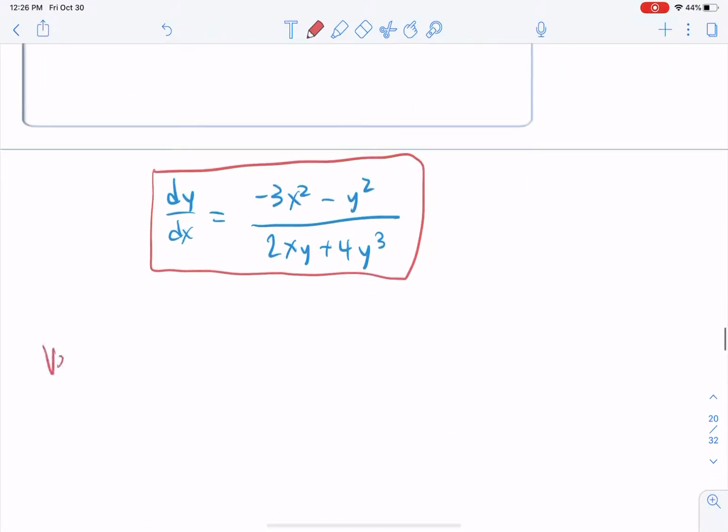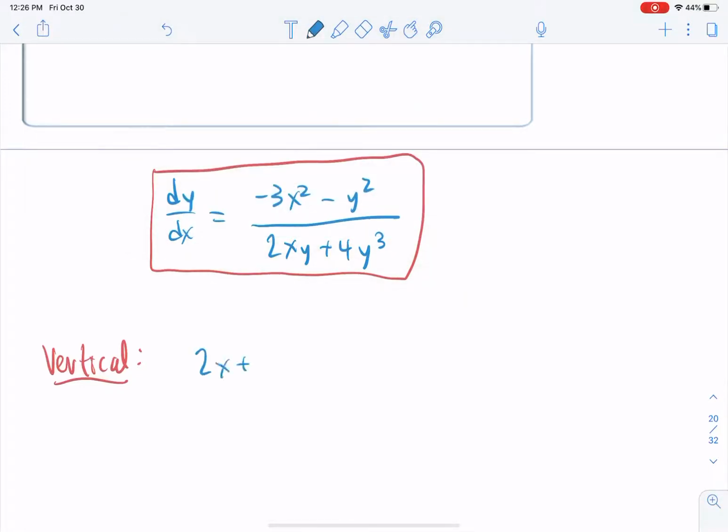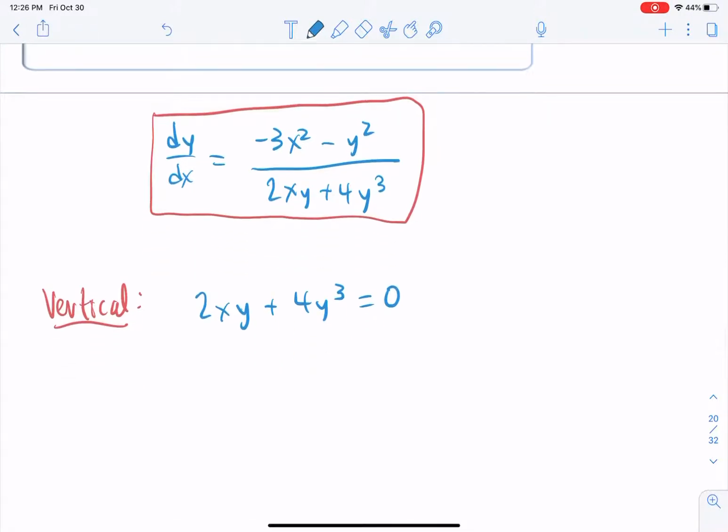Recap here. Vertical tangent line. It comes from where the denominator is equal to 0. So what I need to make sure I put on my paper is 2xy plus 4y to the third. Make it equal to 0, because the act of doing that's going to get you a point on the free response question on the calculus exam. And who doesn't want an extra point here and there?